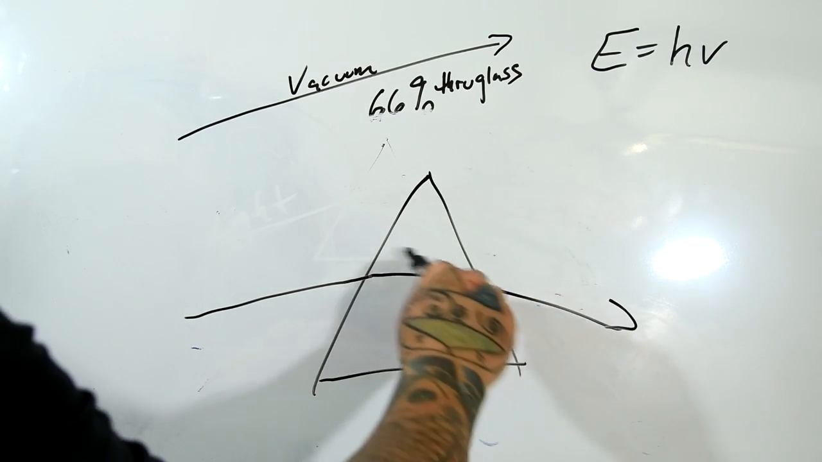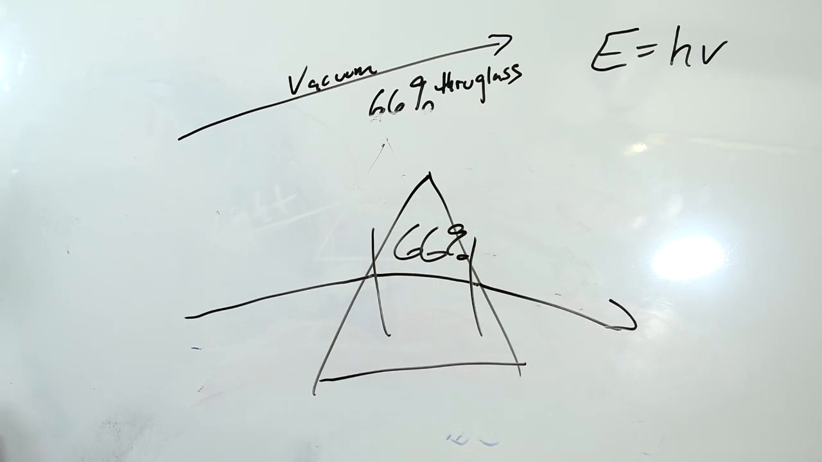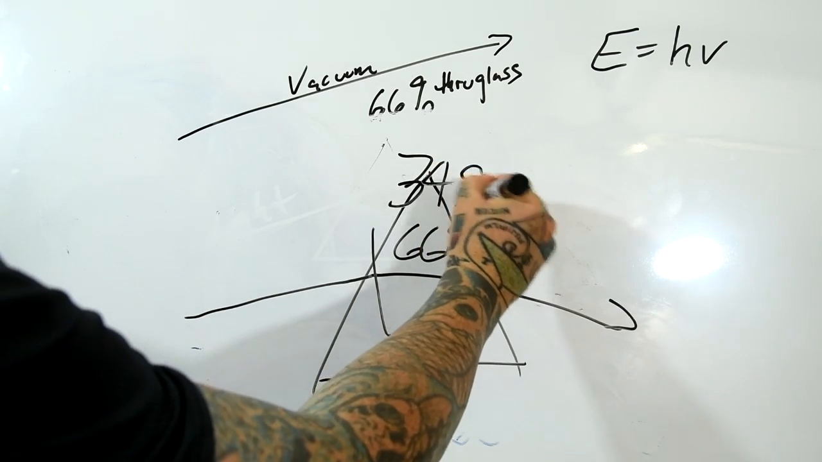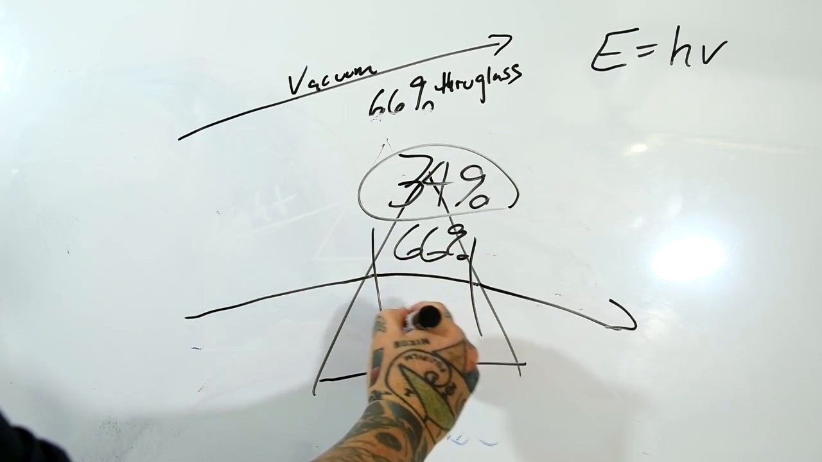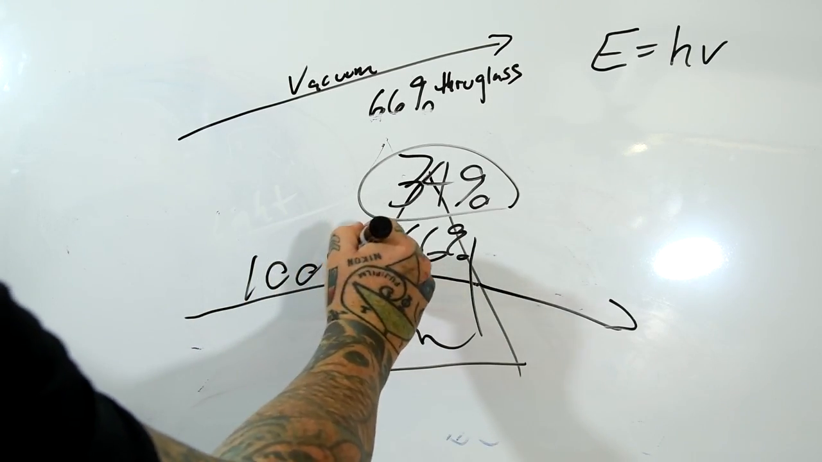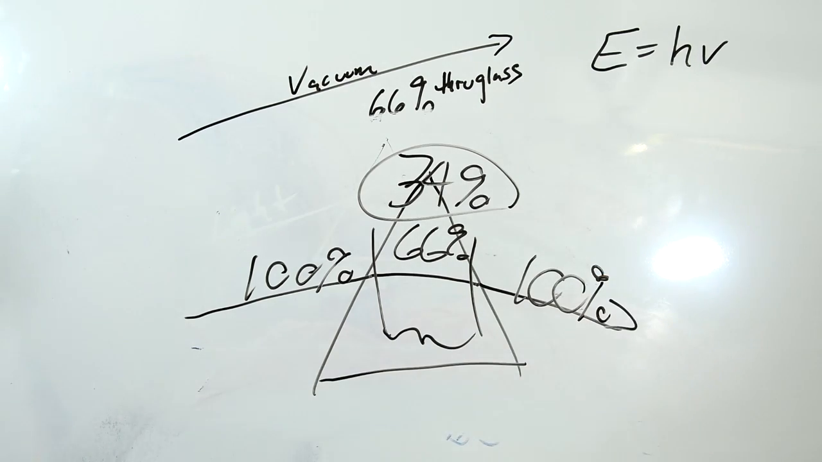Okay, right through this section right here, it has 66%. In other words, it's actually decreased by 34%. 34% decrease. With my handwriting, it really sucks. 34% decrease right here. Okay, here we have 100%. And here we have 100%, which is 186,000 miles per second, i.e., quote-unquote, the speed of light.